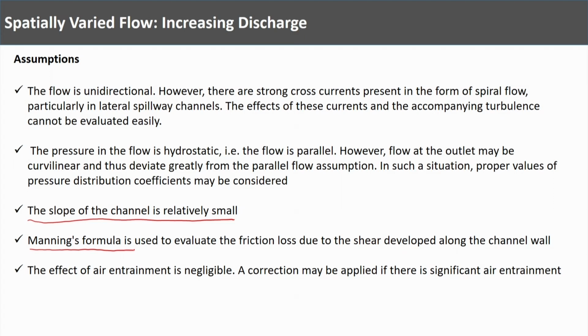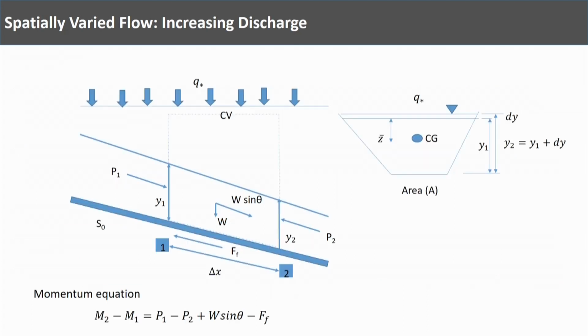Just like in gradually varied flow, we are using Manning's formula here to evaluate the friction loss. This is the uniform flow equation, which we are using for evaluating the friction loss. And then the effect of air entrainment is negligible. This is another assumption, but if there is significant air entrainment, we have to apply a correction here. In this case we will first analyze without considering the correction, and later on we will apply the correction. So, let us see how we can derive this governing equation.